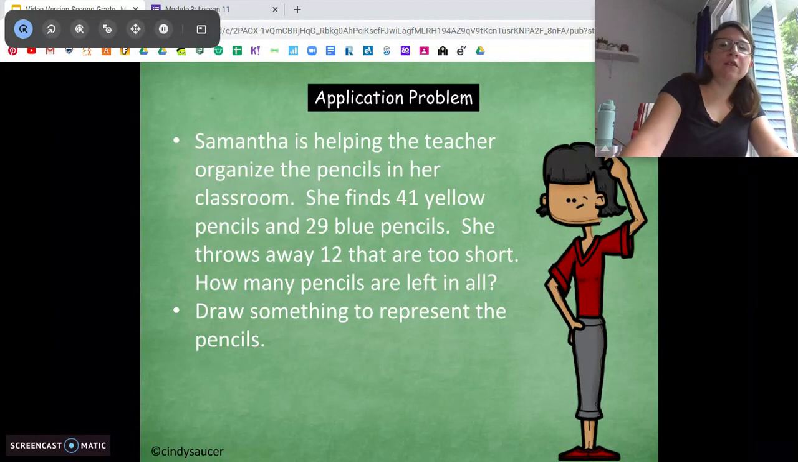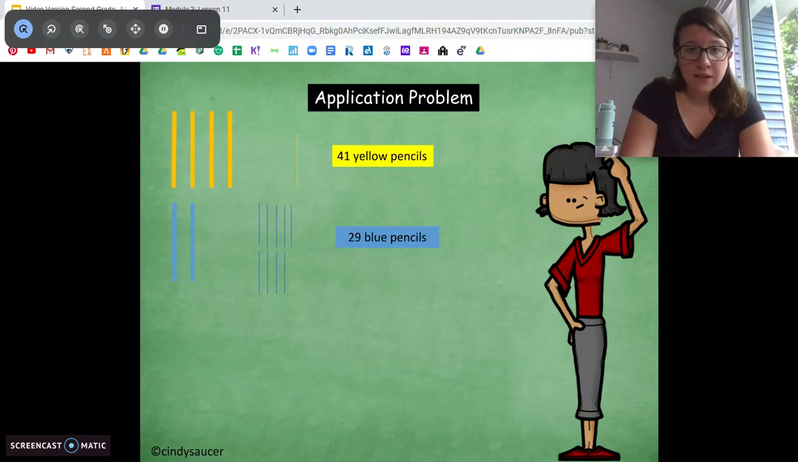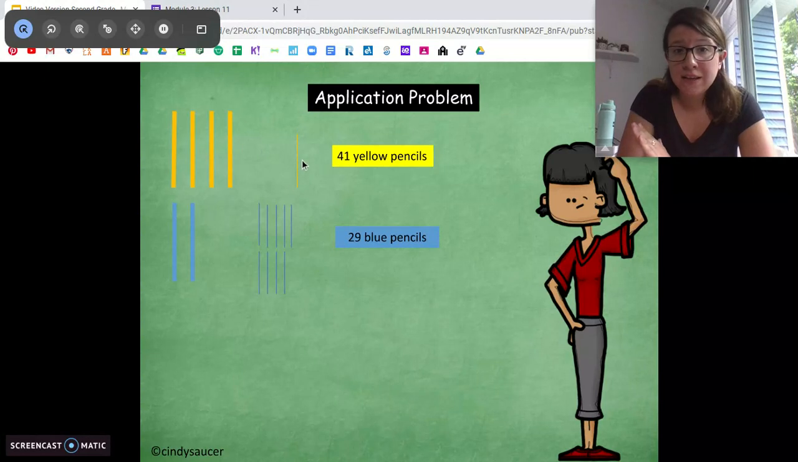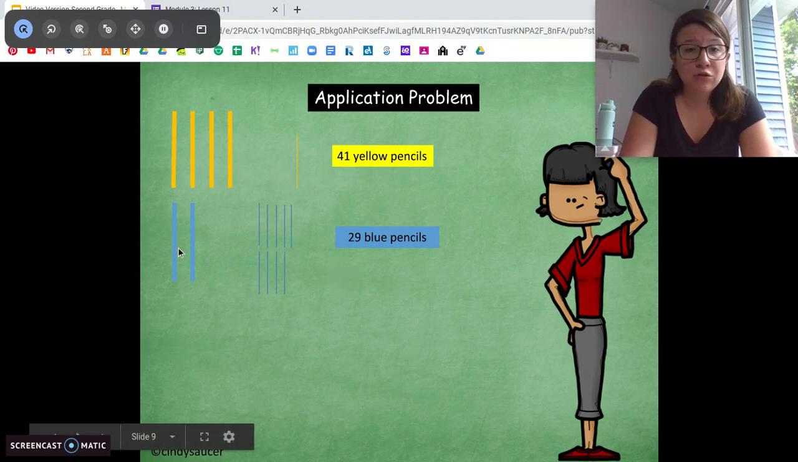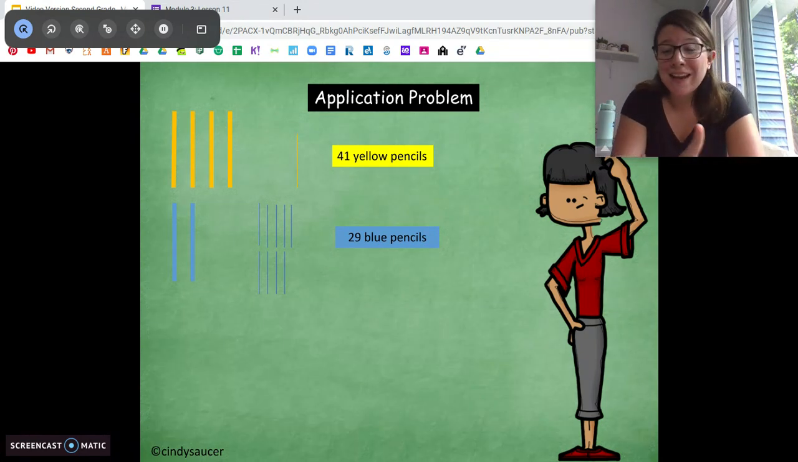Ready? Okay, so here's one way you could solve. We have 41 yellow pencils. As you can see, I didn't draw 41 pencils. I drew 4 10 sticks and 1 one. Same thing here. I didn't draw 29 pencils. I drew 2 groups of 10, my bundles of 10. I hope you did that too, because otherwise you'll still be drawing pencils, and 9 extra ones.